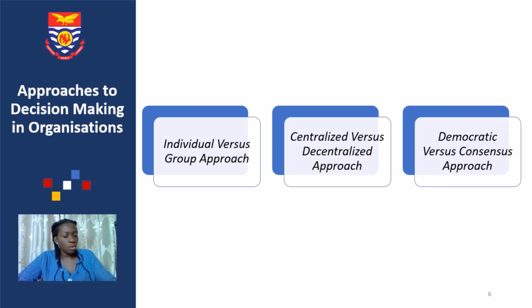Some of the approaches to decision making in organizations are: first, the individual versus the group approach. Should the manager make decisions alone, or should they involve other people? Should it be done just on the team level, or what? We're going to look at that. We also have the centralized versus the decentralized approach.